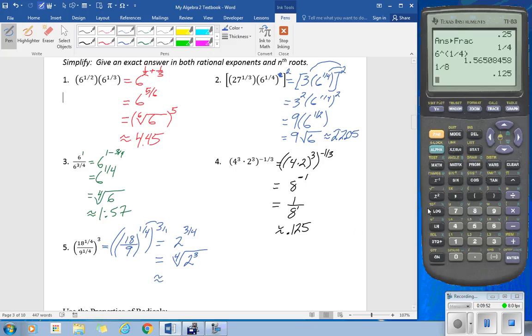All right, and then let's type that into the calculator. We get 2 to the 3/4. We'll hit enter there, and we'll get about 1.68. So 1.68 as the decimal approximation.